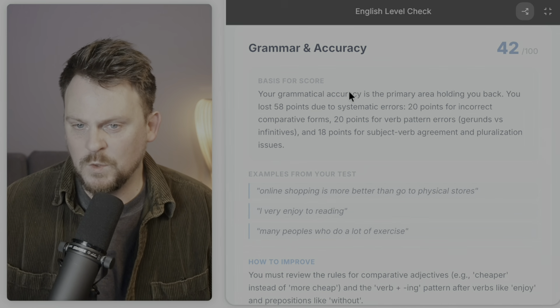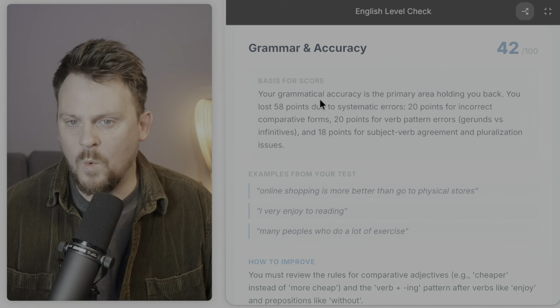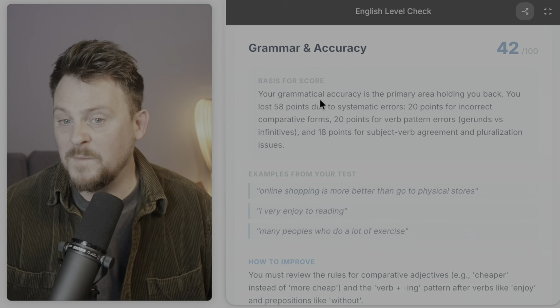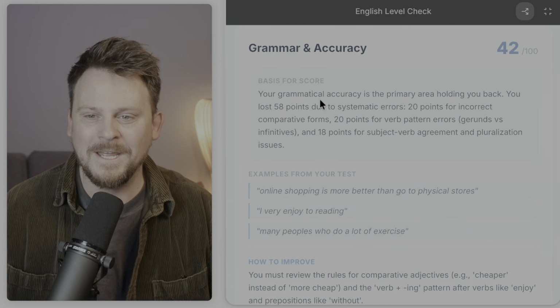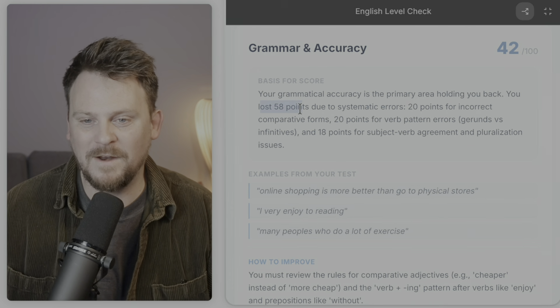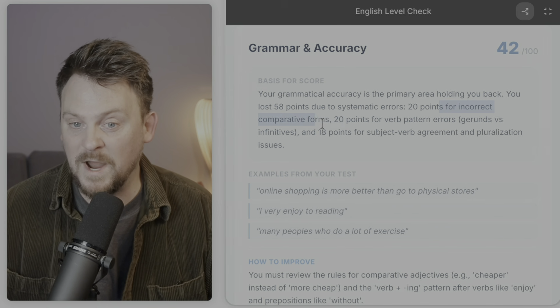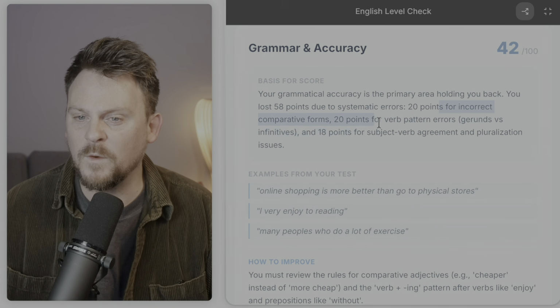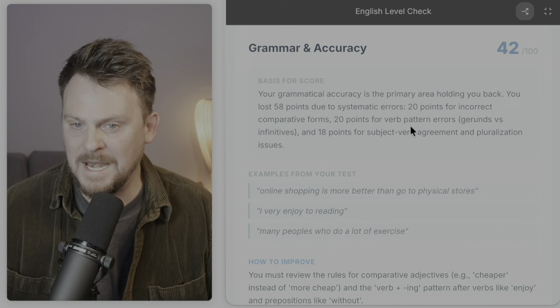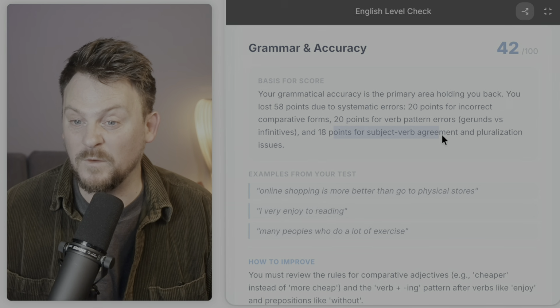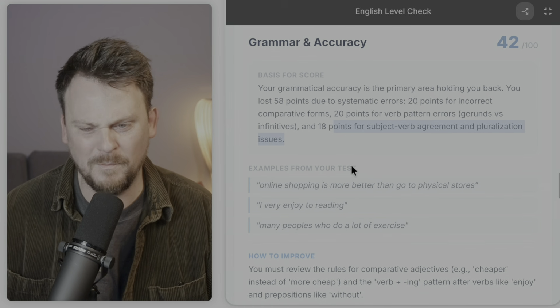So under basis for score, and this is the very first thing because we want to know why it is what it is. Don't give me the good news, give me the bad news, right? Tell me why. We lost 58 points out of 100. Why? Systematic errors. 20 points for incorrect comparative forms, 20 points for verb pattern errors, and 18 points for subject-verb agreement and pluralization issues. Yikes. For like what?